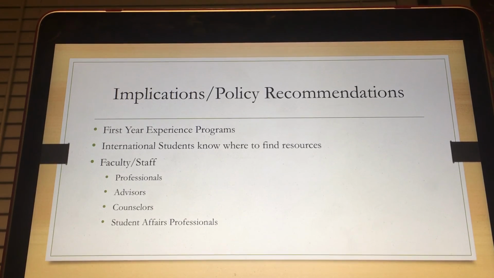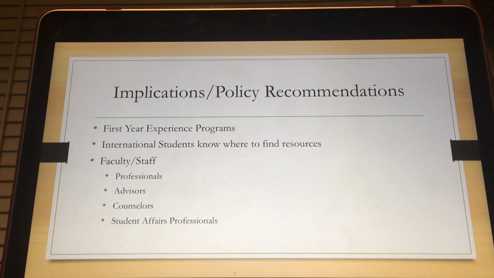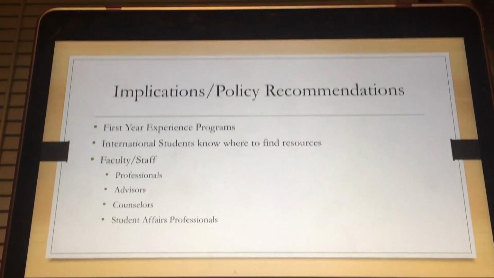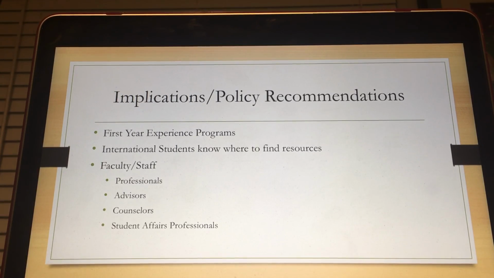And it is vital that the counselors on campus be made aware of the stress factors and challenges which international students struggle with. Lastly, student affairs professionals on campus need to look toward programs which promote diversity and inclusion on campus.